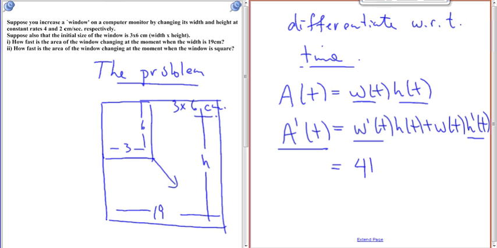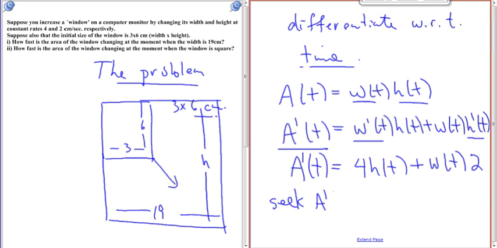So let's write in right now what those rates are. Remember it was 4, so the unknown rate A'(t) is 4 times h(t) plus W(t) times 2. So once again, we seek A'(t) when the width is 19. Well, that's fine. I could put 19 right in here right now. The only problem with that is I don't know what the height is at that time. So that's our problem now.